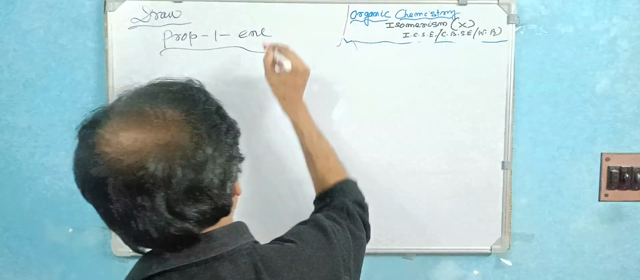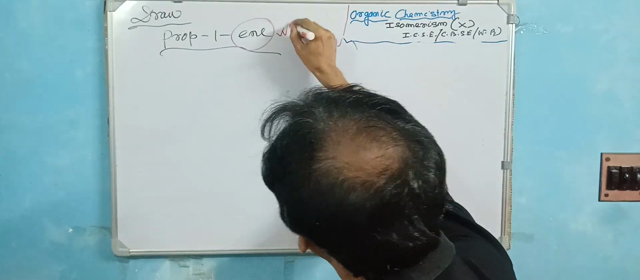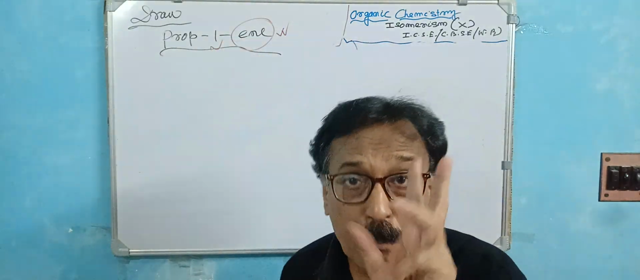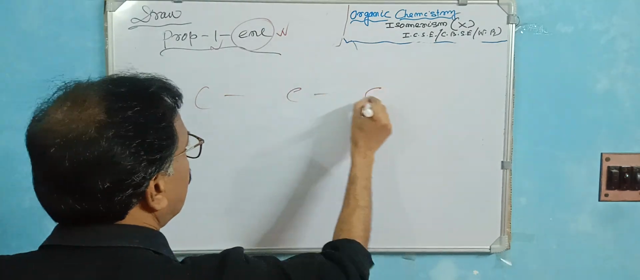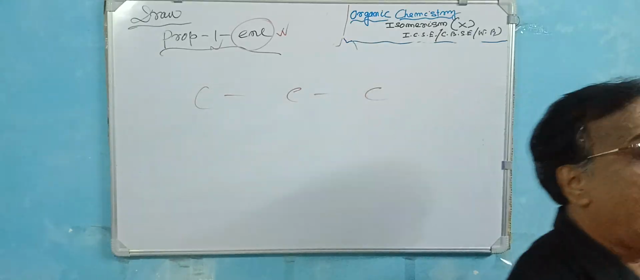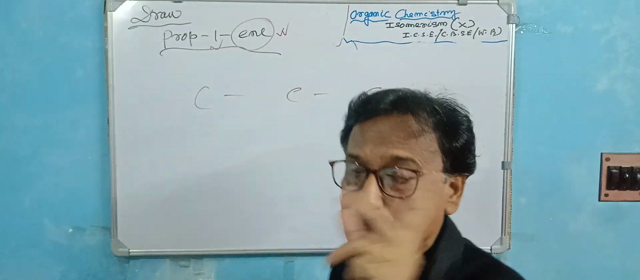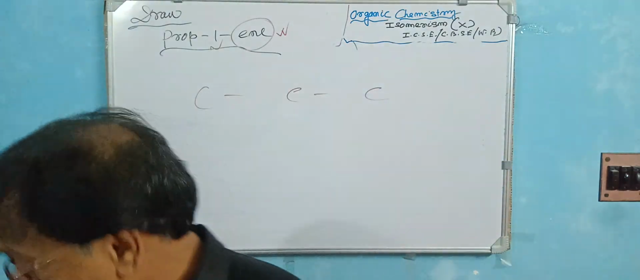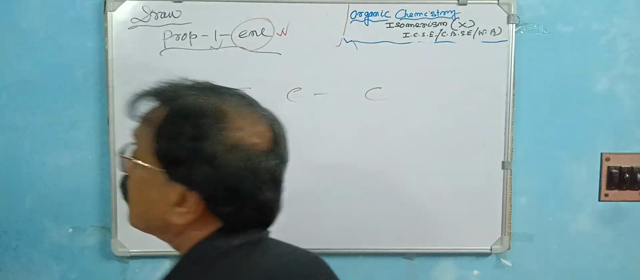Prop-1-ene. The 'ene' indicates that in the chain the double bond is there, and the double bond is at position 1. Prop means 3. So first you draw. Don't panic, just go step by step. Prop is the main root. What root? Prop means 3 carbons. Clear? Number 1 position has the double bond.